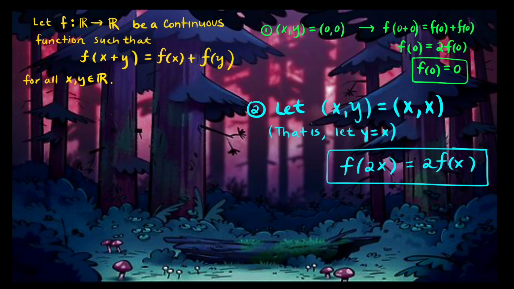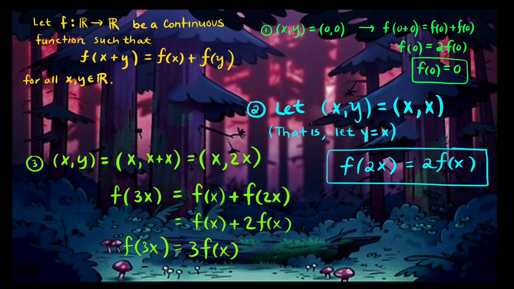Let x and y be x comma x, meaning let y equal x. And that leads us to the formula f of 2x is equal to 2 times f of x. So we're going to explore if this kind of pattern would hold if we repeat the process and let y equal 2x. And we see that from that and the past relation we get f of 3x equals 3 times f of x. So now we're going to generalize this for n number of iterations.